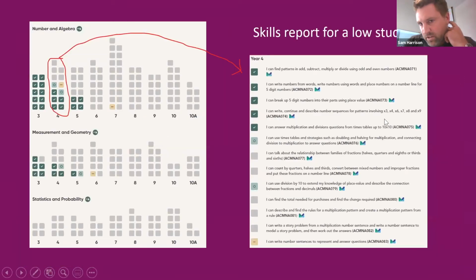So this is what the students see in their skills report when they log in. I'm going to show you 3 different views here. I'll show you a low student, a mid-range, and a high-achieving student. I call these the Manhattan charts.